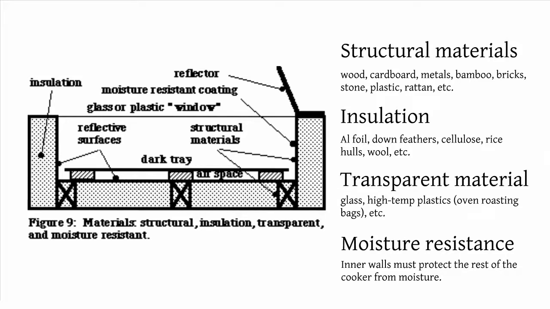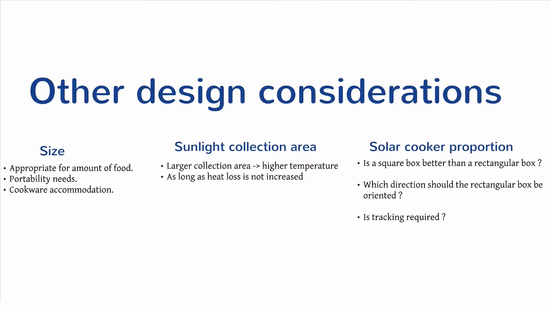Insulation: the whole thing must be insulated. Aluminum foil, cellulose, rice hulls, wool, whatever. Transparent material for the top can be glass, high temperature plastics, oven roasting bags, etc. These, of course, need to be moisture resistant if you want to cook something, because they generate water, so the inner walls must be protected. So it's complicated, you have to think about this, especially if you want to make it cheap and durable. Okay? Very big engineering challenge. We don't necessarily think about this as high tech, but very important.